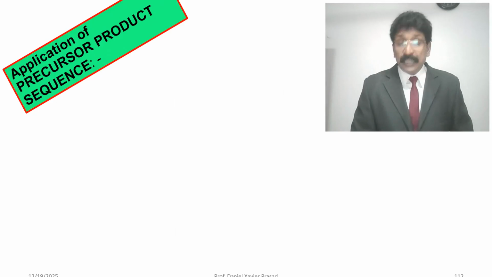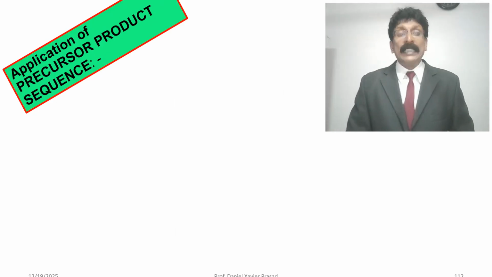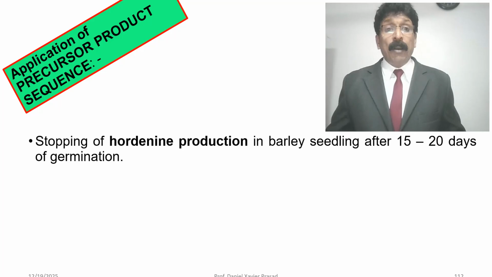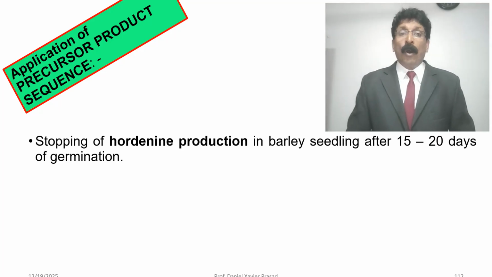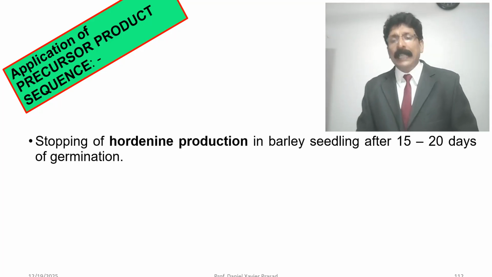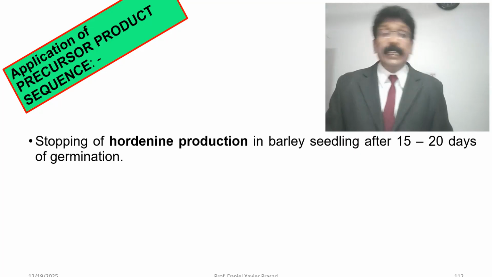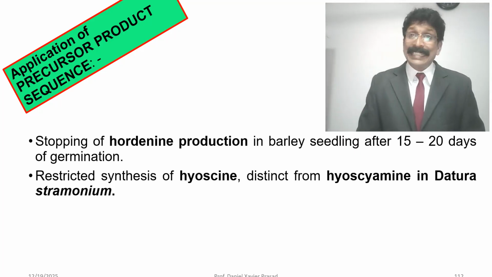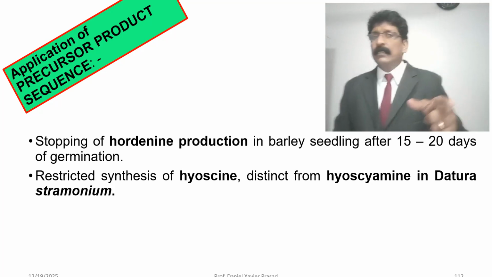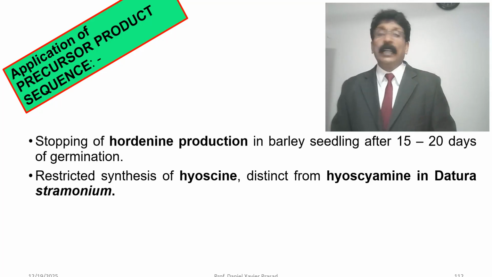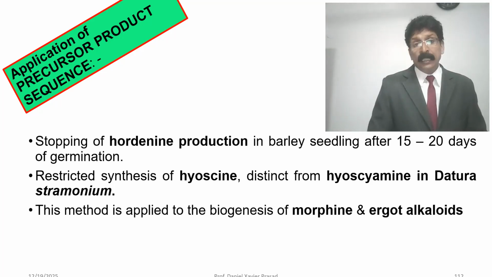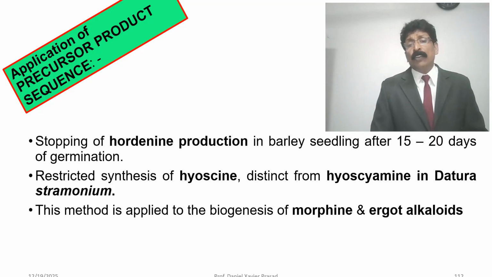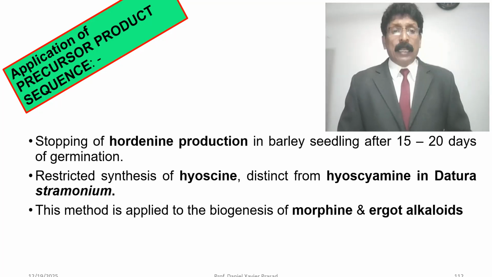Applications of this precursor product sequence include studying the stopping of hordenine production in barley seedlings after 15 to 20 days of germination, and the restricted synthesis of hyoscine, which is present in Datura stramonium, distinct from hyoscyamine in Datura stramonium, which can be identified. This method is also applied to the biosynthesis of morphine and ergot alkaloids.